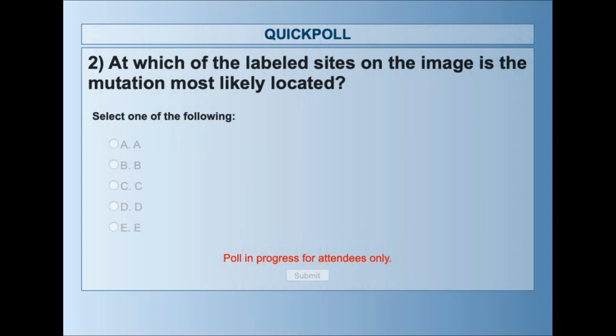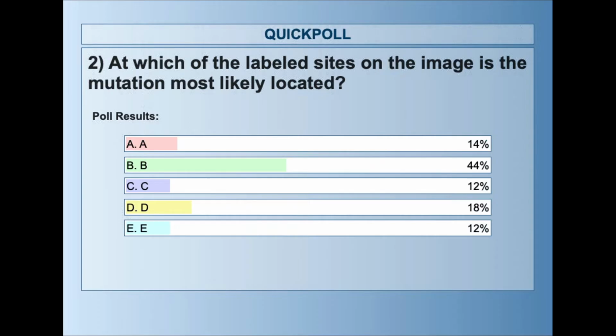All right, I see responses coming in. There seems to be a clear favorite. Let's take a look and see what all of you selected. It looks like 44% of you selected B, and second place was D. So let's take a look and see what the correct answer is.